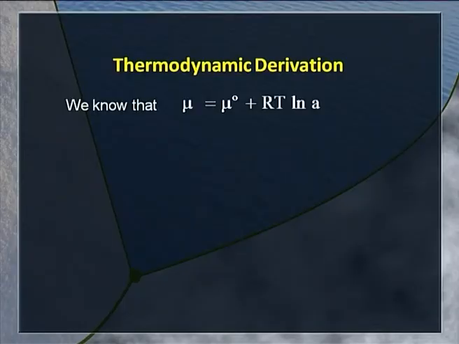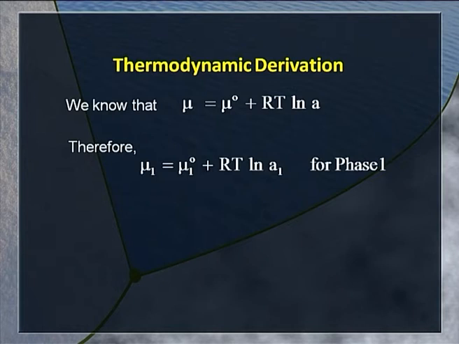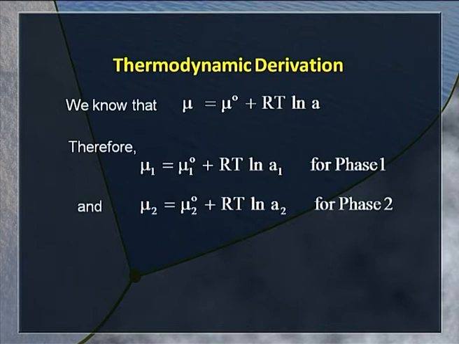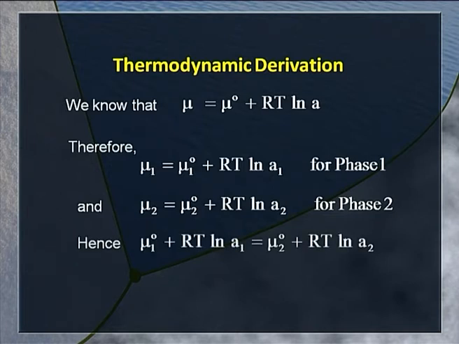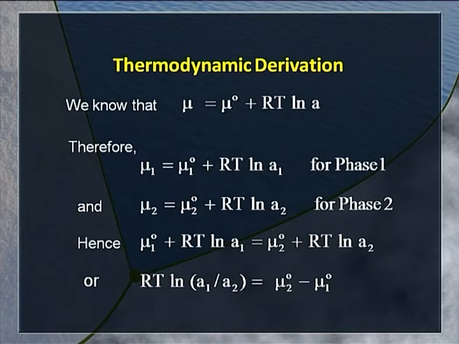So, the term chemical potential is not new to you. You have come across that in thermodynamics as well as while deriving the phase rule equation. Just recall that. We know that from thermodynamics, mu is equal to mu0 plus RT ln A, where A is the activity. Therefore, we can write for phase 1, mu1 is equal to mu1 naught plus RT ln A1, and for phase 2, mu2 equal to mu2 naught plus RT ln A2. Since the two are in equilibrium, we can equate mu1 naught plus RT ln A1 equal to mu2 naught plus RT ln A2. In other words, RT ln A1 by A2 is equal to mu2 naught minus mu1 naught.